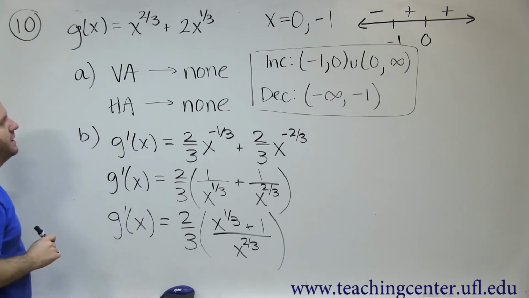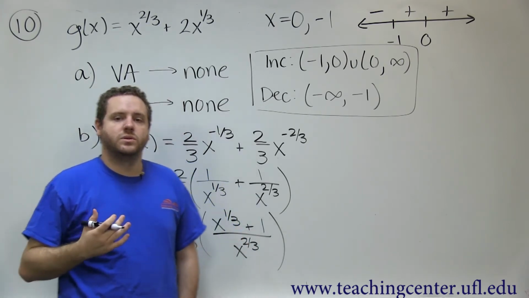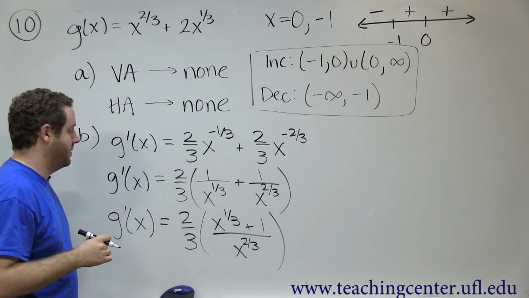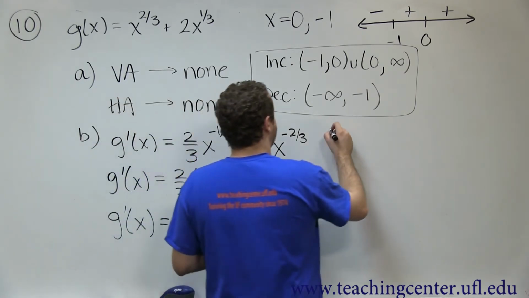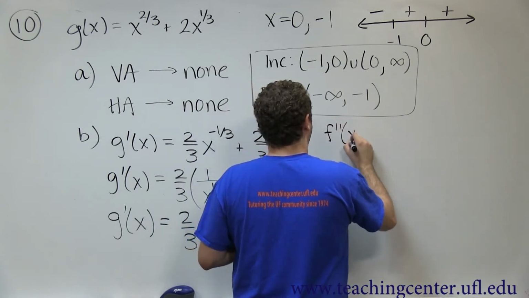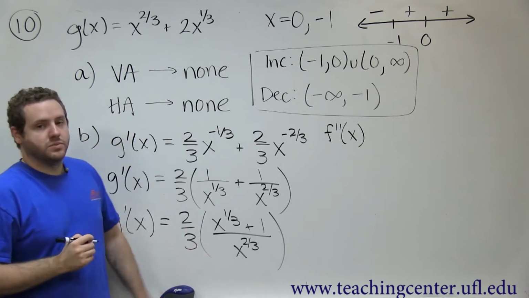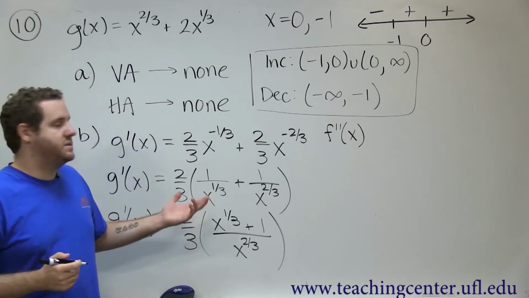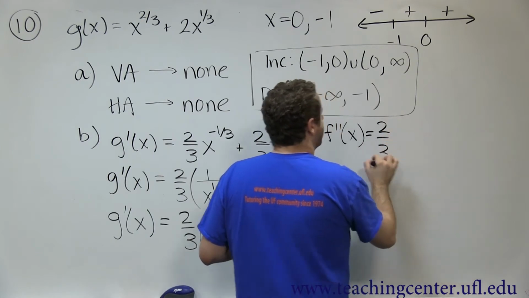All right, so I found my intervals of increase and decrease. Next I need to do concavity. So we need to do the second derivative. We need to do the derivative of this. So in this case, we need to do the quotient rule. The 2/3 can just stay multiplied out by the front because that's just a constant.